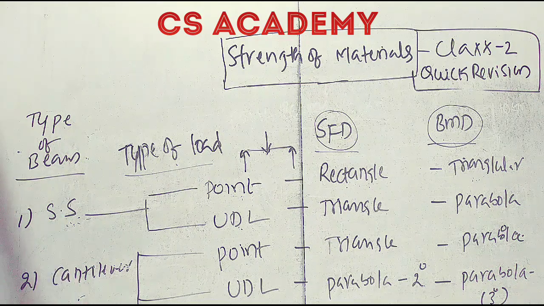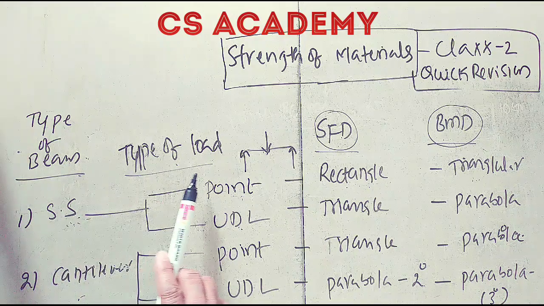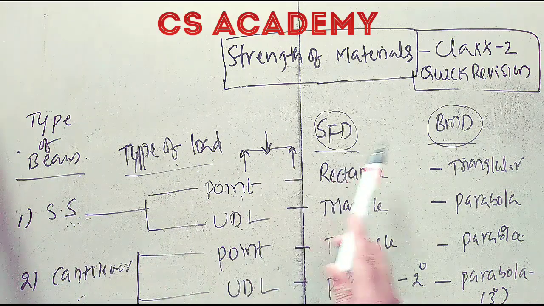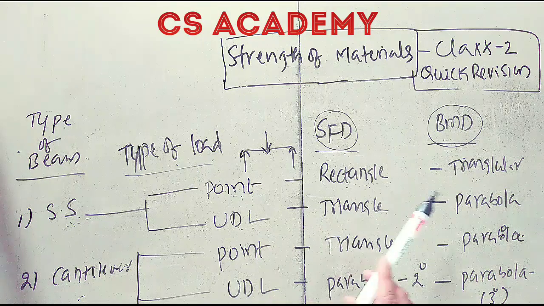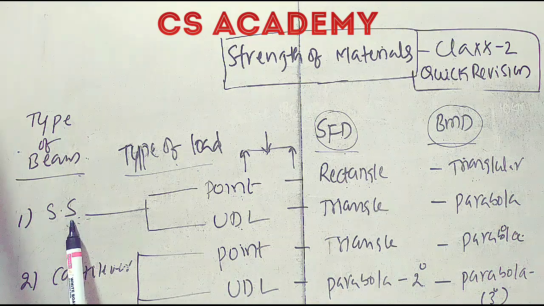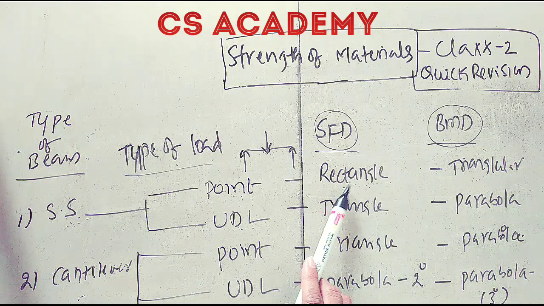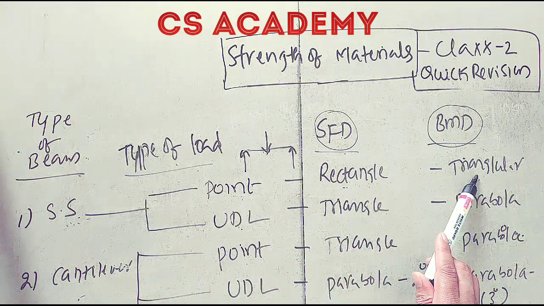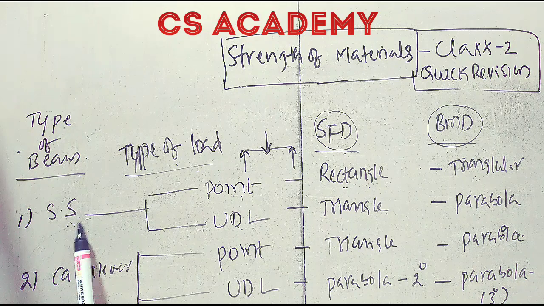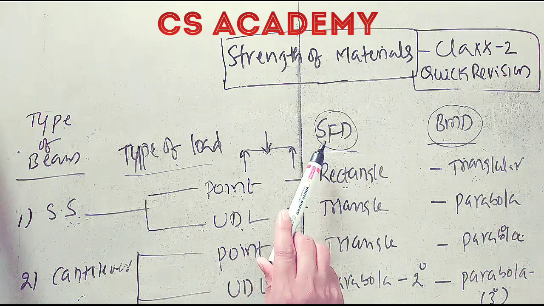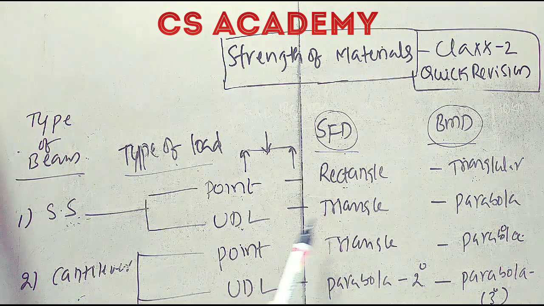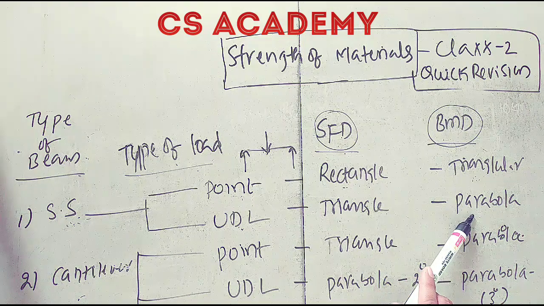Finally, these are different types of beams and different types of loads, with their SFD and BMD diagrams. Again, I will explain that. Suppose it is a simply supported point load, the shear force diagram will be a rectangle. The bending moment diagram will be a triangle. Suppose it is simply supported with UDL, the shear force diagram will be a triangle. The bending moment diagram will be a parabola.